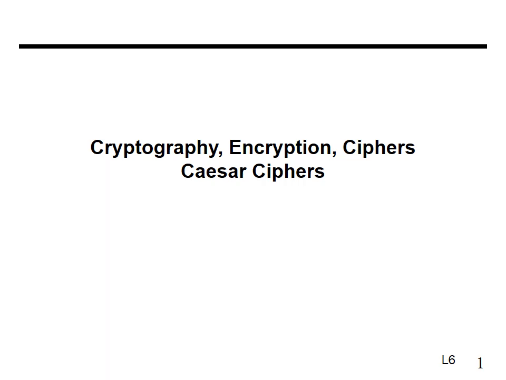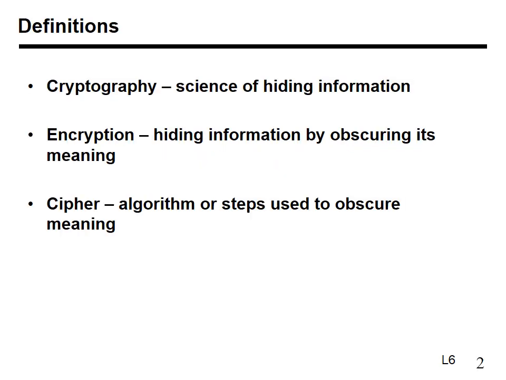Okay, let's take a look at cryptography, encryption, ciphers, and in particular, Caesar ciphers. Cryptography is just a science of hiding information. Encryption is hiding information by obscuring its meaning, as opposed to steganography, which we'll talk about later in this module. And a cipher is just the algorithm or steps used to obscure the meaning of something.